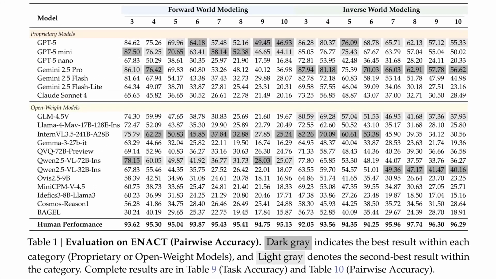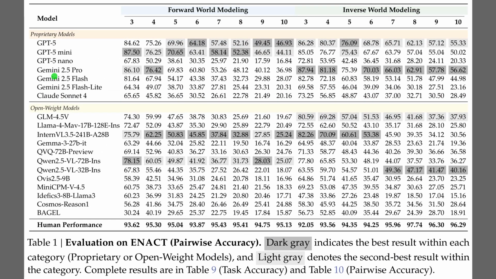So, after those qualitative examples, Table 1 reports pairwise accuracy for many vision language models across different sequence lengths. The table shows that inverse world modeling almost always scores higher than forward, especially once the horizon exceeds 6 steps. Proprietary models like GPT-5 and Gemini 2.5 Pro lead the pack, but still deteriorate sharply with length. Open-weight models fall even faster, while the human row at the bottom stays around 94 to 97% across all lengths.